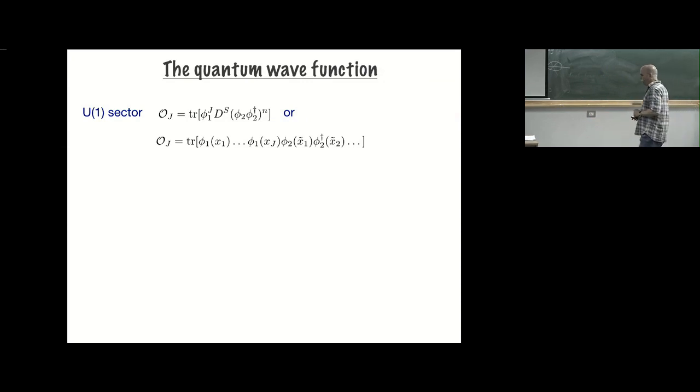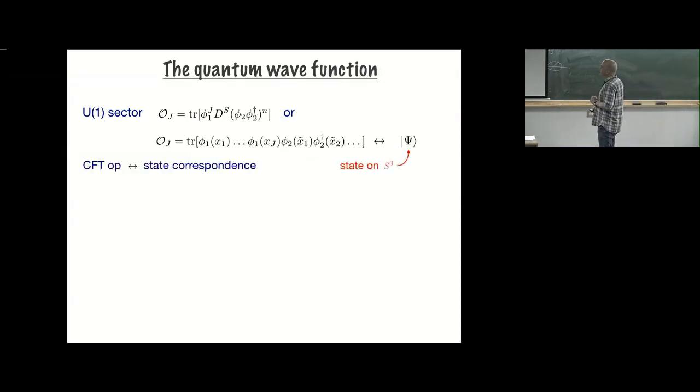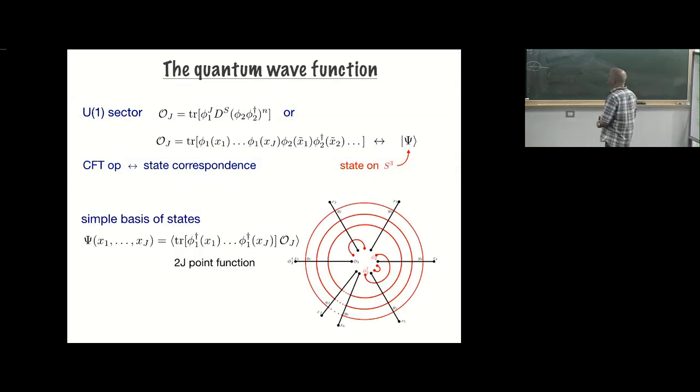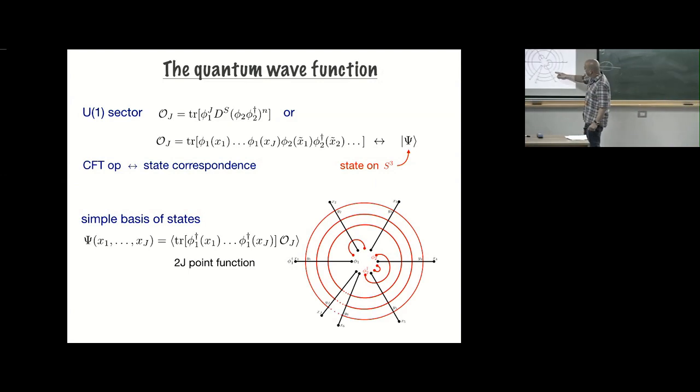Now, what is nice about this model? You have very nice diagrammatics. So what I want to do now is consider what is the state that is dual to such a local operator in the operator-state correspondence in the CFT. Here is the original operator. It's a trace of some set of scalars; it can have several phi 1s, and phi 2s only come in neutral pairs.